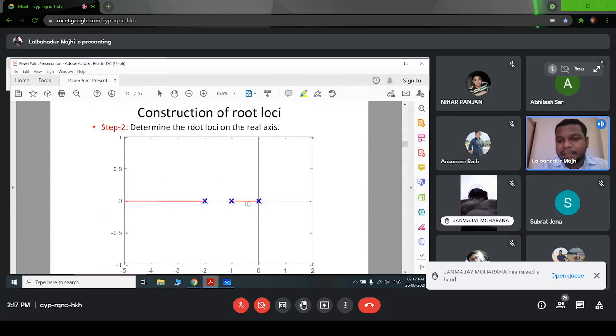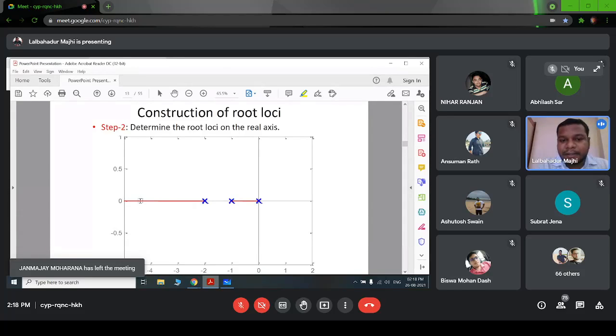Right here, in this case we can see this region, this red line. Towards its right side we have only 1 pole, so this path will be on our root locus. Similarly, for this point, towards its right we have 2 poles, an even number of poles, so this will not be on our root locus. Similarly, for any point after this one, we have 3 poles, an odd number of poles, so this path will be on our root locus. Or we can say the root locus will exist on this path. Okay, clear? This one clear?